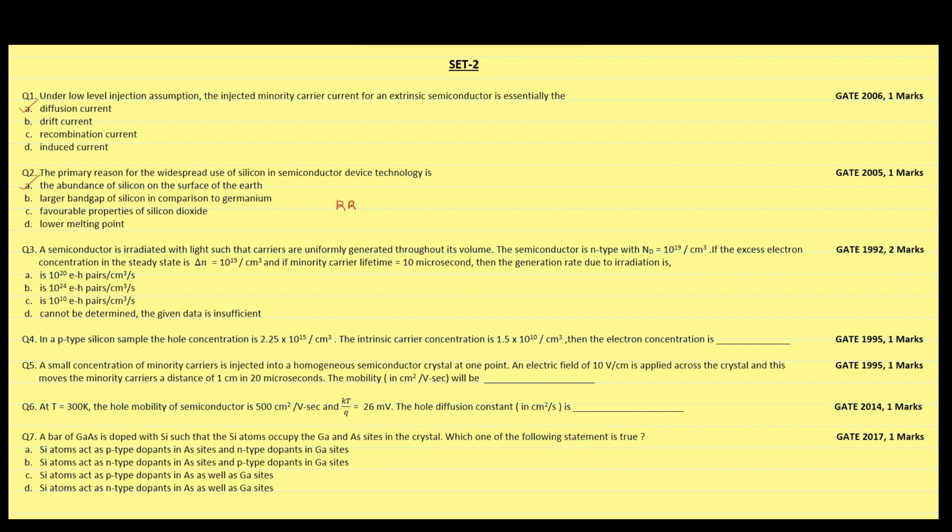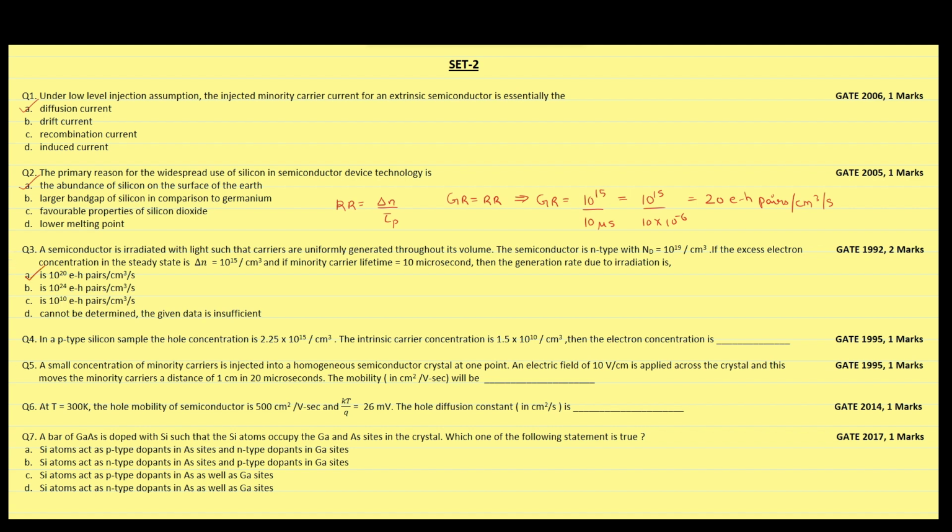you know that recombination rate is equal to excess hole concentration divided by minority carrier lifetime. But it is also provided that the semiconductor is in steady state. Therefore, generation rate will be equal to recombination rate. So, generation rate will come out 10^15, which is nothing but the excess electron concentration divided by 10 microsecond, which is the minority carrier lifetime. So the first option is correct.